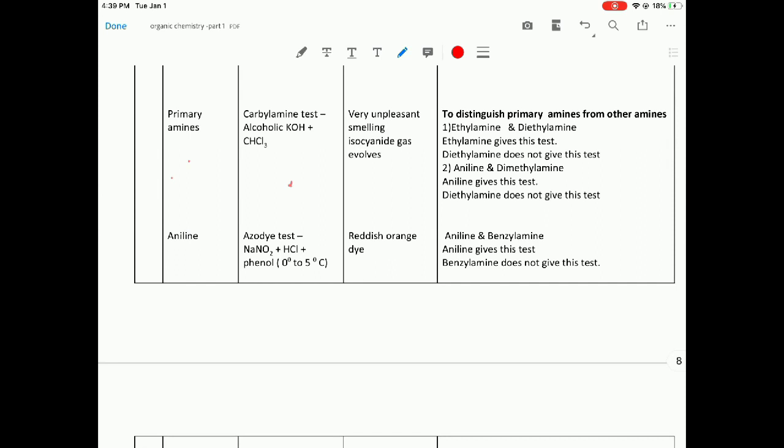So let's see which compounds you can distinguish with this. It could be ethylamine or diethylamine. Ethylamine, being 1 degree, will give a positive carbylamine test. Diethylamine will not, but aniline will give a positive test. And if you get aniline specifically, go for the azo dye test, which is to treat your compound with NaNO2 and HCl at a temperature of 0 to 5 degrees, and on addition of phenol you get a reddish orange dye. An example of compounds that could be distinguished from this is, let's say, aniline and benzylamine. Aniline gives this test and benzylamine does not give this test.